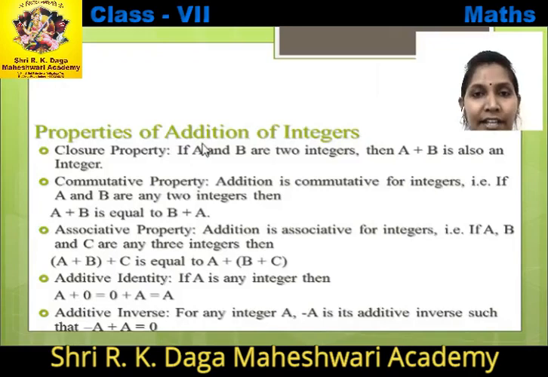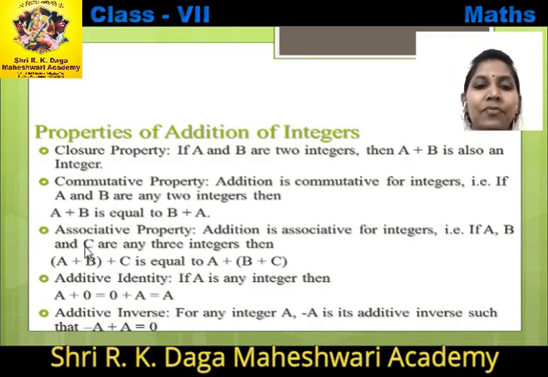Properties of addition of integers. First property is closure property, according to which if a and b are two integers, then their sum is also an integer. If a and b are two integers, then a plus b is also an integer. Second property is commutative property, according to which addition is commutative for integers. That is, if a and b are two integers, then a plus b is equal to b plus a.